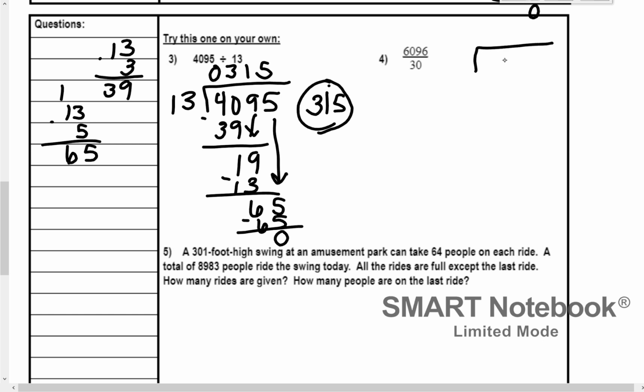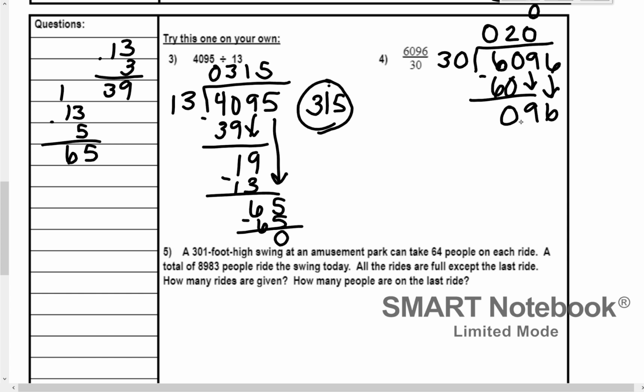Okay, so we're going to set up that division problem, 6,096 being divided by 30. We ask ourselves, how many times can 30 go into 6? 0. How many times can 30 go into 60? 2 times, because 2 times 30 is 60 evenly. So we subtract and we get 0 left. Bring down our 9. How many times can 30 go into 9? It cannot, so we have to put a 0 and bring down our 6.